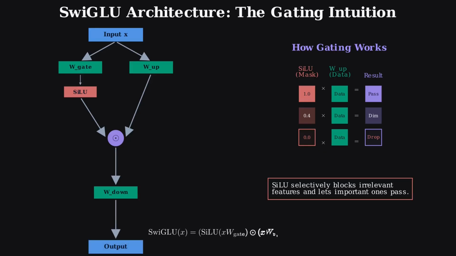Why does gating help? The model learns to suppress irrelevant features per input. For a given token, only the useful dimensions of the intermediate representation survive to the down projection. It's a learned, input-dependent feature filter.